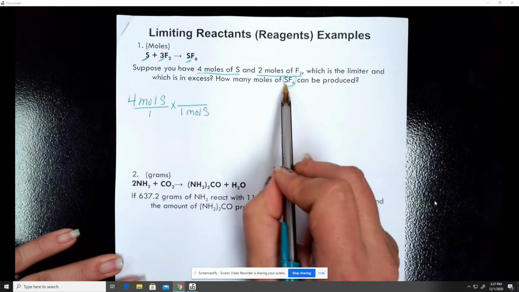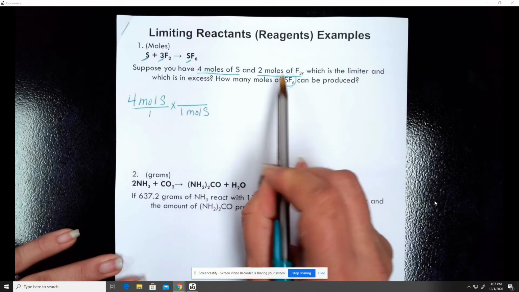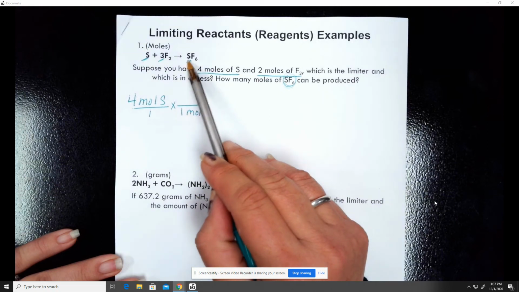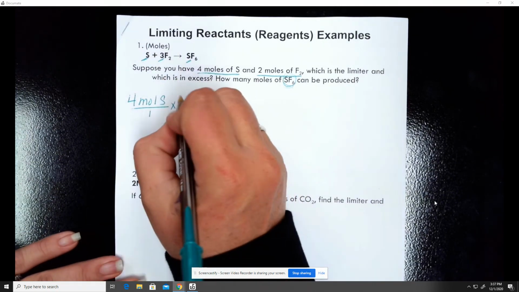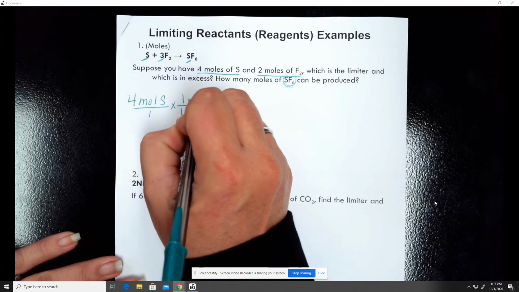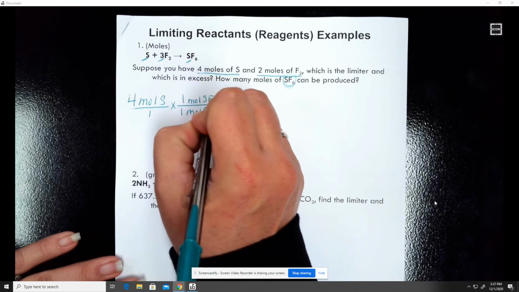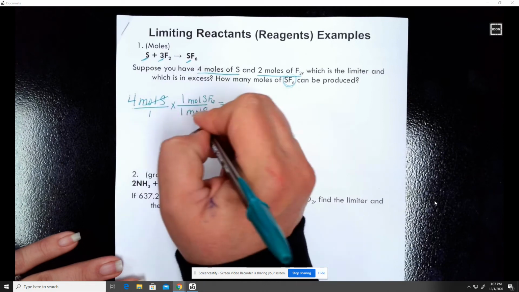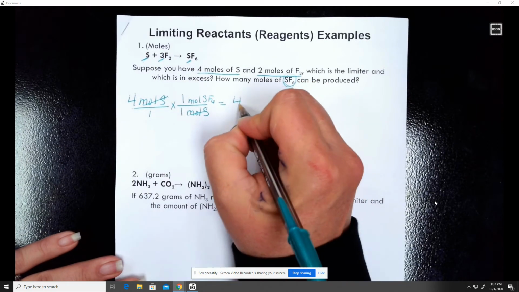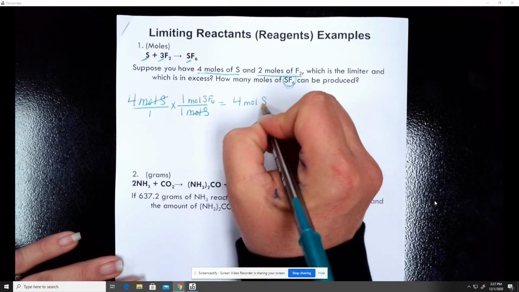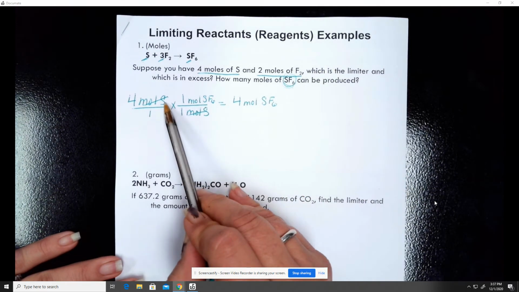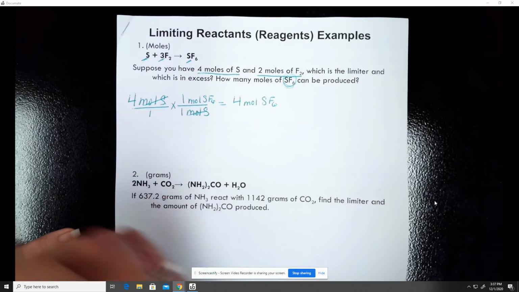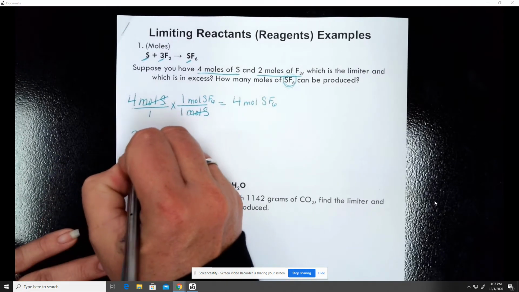And since my end game is to see how much SF6 I can produce, I'm going to look at SF6 in the equation for my mole ratio. No number in front, I have 1 mole of SF6. All right, so when I calculate, 4 moles of SF6 is how much I can make if I start with 4 moles of sulfur. Now we need to do this problem again, except with 2 moles of F2.